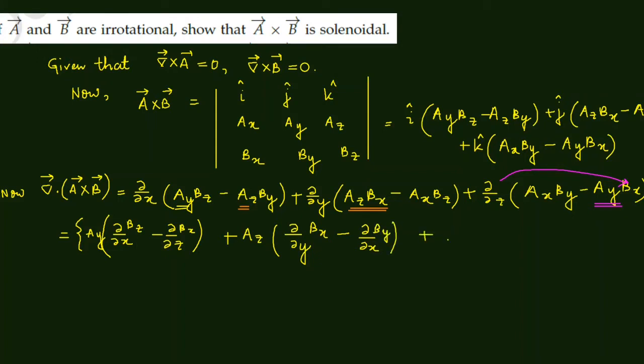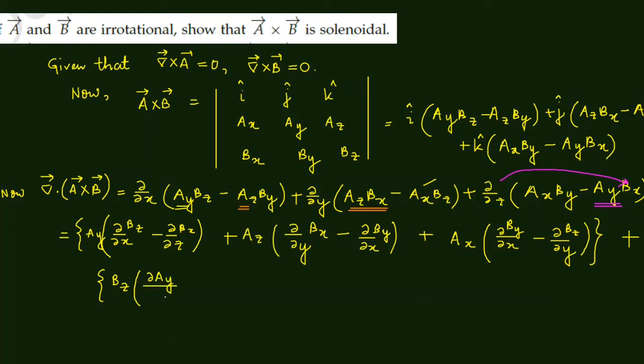And now we will collect the Ax terms. So the Ax term will be del y of Bz, and del z of By.